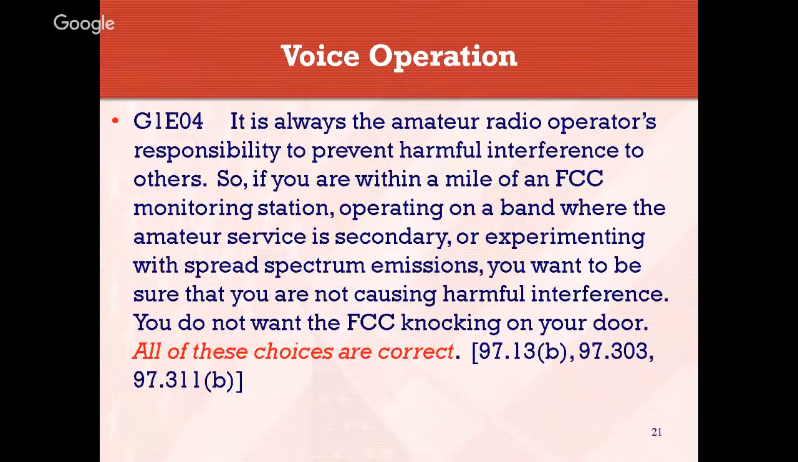It's always the amateur radio operator's responsibility to prevent harmful interference to others. So if you're within a mile of an FCC monitoring station operating on a band where the amateur service is secondary, or experimenting with spread spectrum emissions, you want to be sure that you're not causing harmful interference to the primary user of those bands. So you don't want the FCC knocking on your door. As far as all the choices for G1E04, all of those choices are correct, by the way.